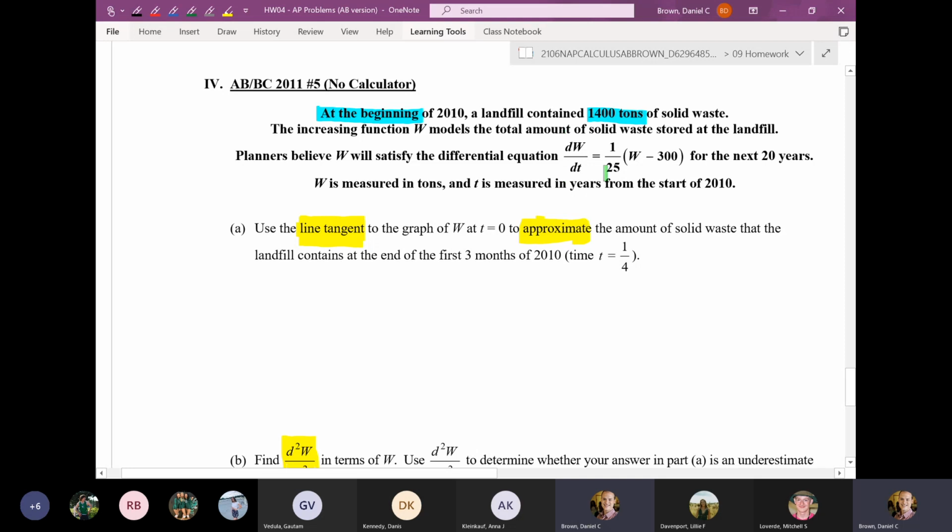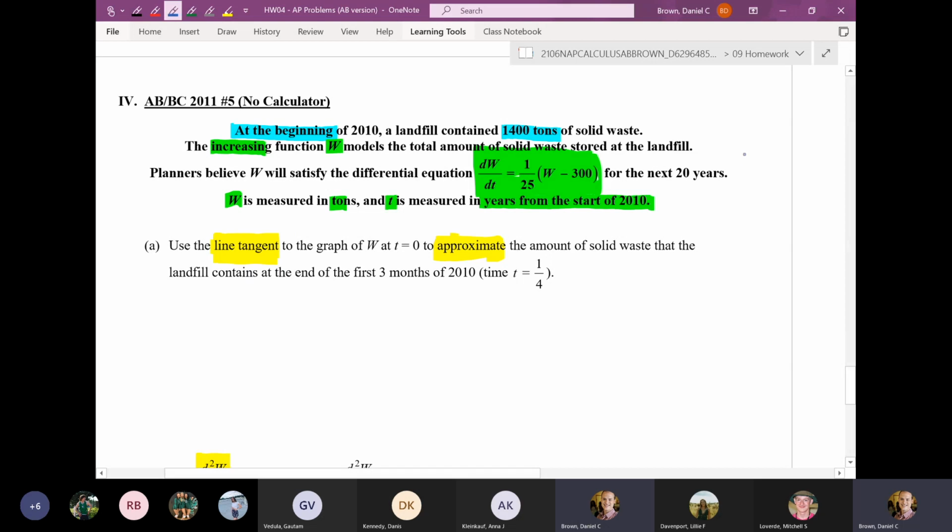It tells us that this function dW/dt is the differential equation for the amount of waste in the landfill. W is always increasing. That might be important, so I'll highlight it. And it does tell you that W is in tons and T is in years from the start of 2010. Key facts that I can pull from that.